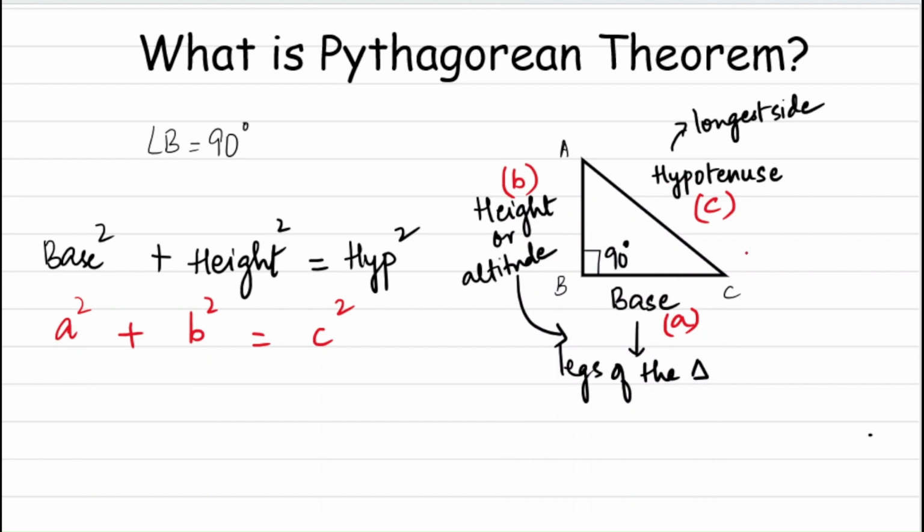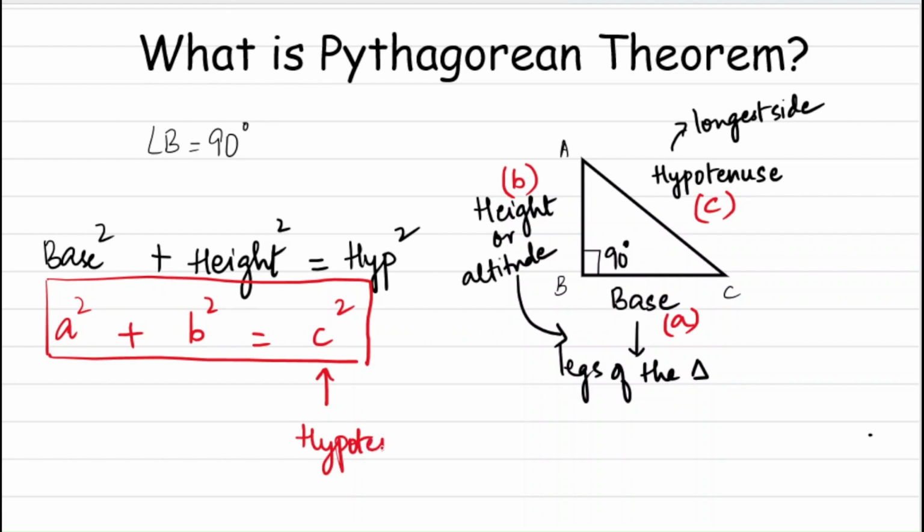In other words, base square plus height square is equal to hypotenuse square, or you can say that the sum of the squares of two sides of the right angle triangle is always equal to the square of the hypotenuse. In short, we always learn it like this: A square plus B square is equal to C square. Notice that C is always the hypotenuse. Always. Don't change it, otherwise your statement would change. A and B are the other two sides of the right angle triangle.